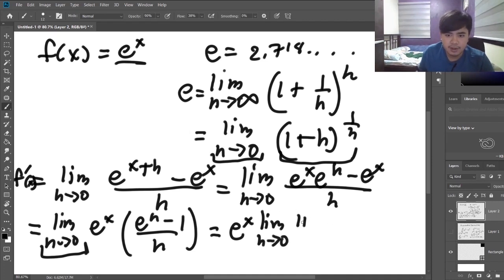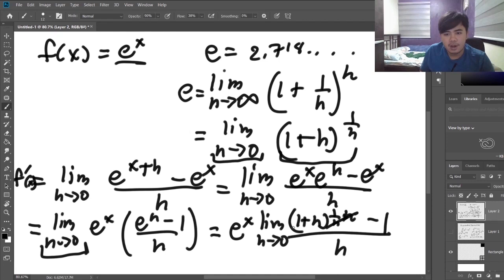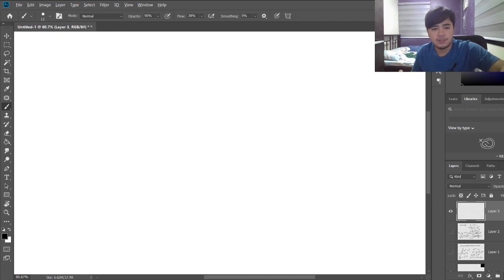So e is 1 plus h to the power of 1 over h to the power of h, which we can multiply here, minus 1 over h. So we can cancel this, and then we're left with 1 plus h minus 1 all over h. The 1 here and the 1 here cancel. That leaves us h over h, which is just 1. So in the end, the answer is e to the x. So the derivative of e to the x is e to the x, and that is the important fact of the day. So let's go to the first question.